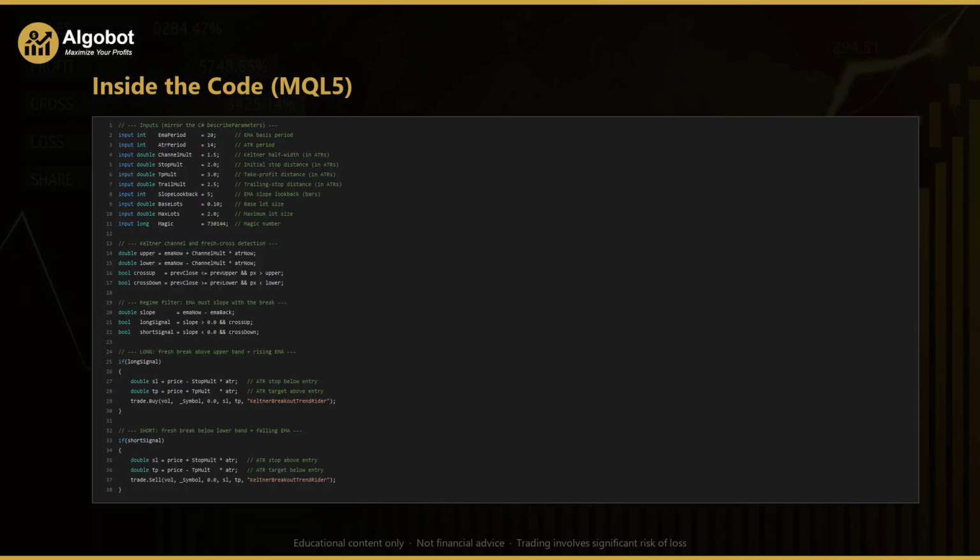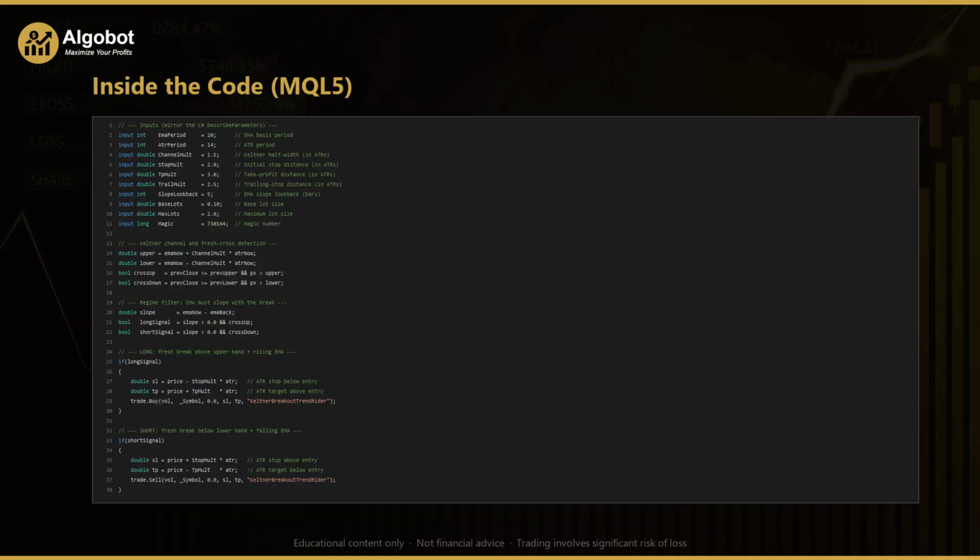Let's look at the actual MQL5 code the expert advisor runs. At the top are the input parameters, and these mirror the design exactly. EMA period is 20 and ATR period is 14, defining the two indicators. Channel multiple, defaulting to 1.5, sets how far the bands sit from the center line. StopMult, TpMult, and TrailMult, which are 2, 3, and 2.5, control the stop, target, and trailing distances, all measured in ATRs. Slope lookback of 5 sets how far back we measure the EMA slope, and base lots, max lots, and magic handle sizing and trade identification.